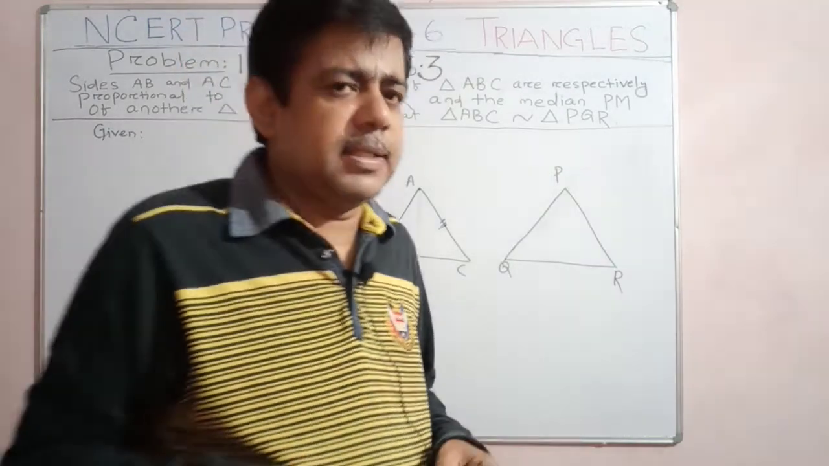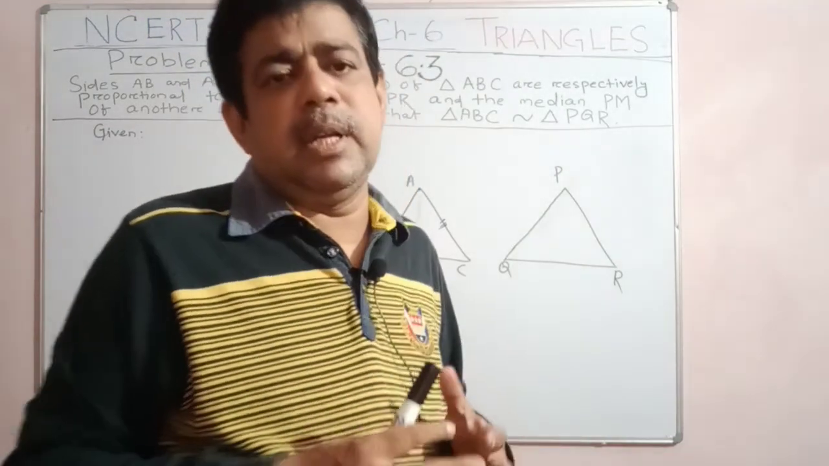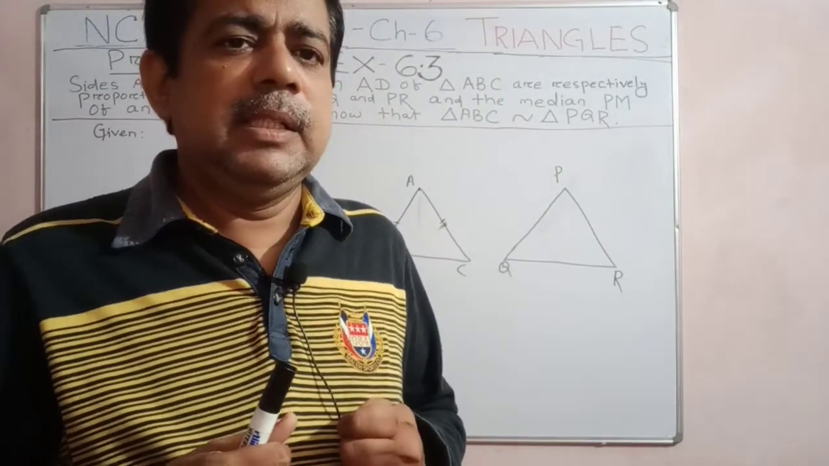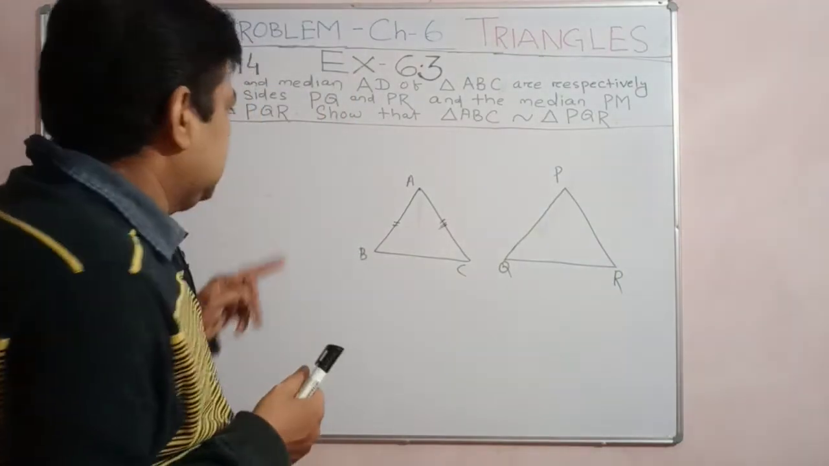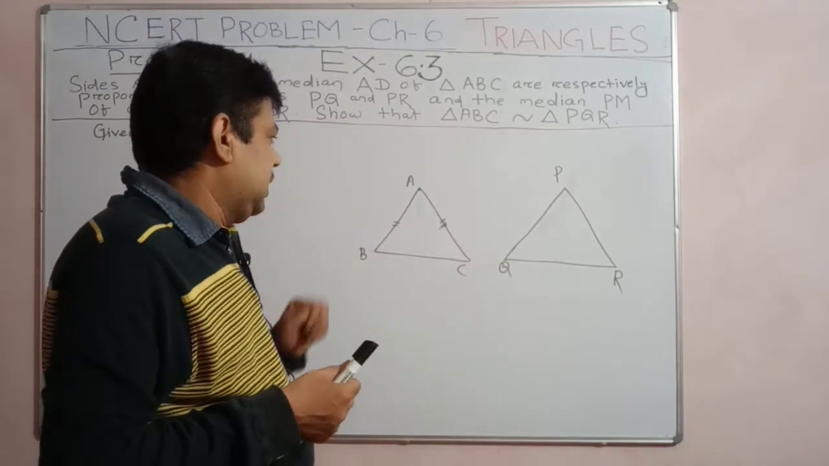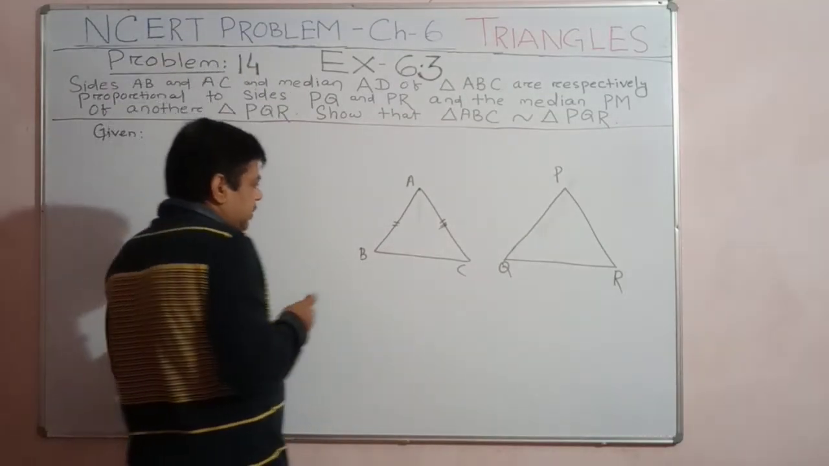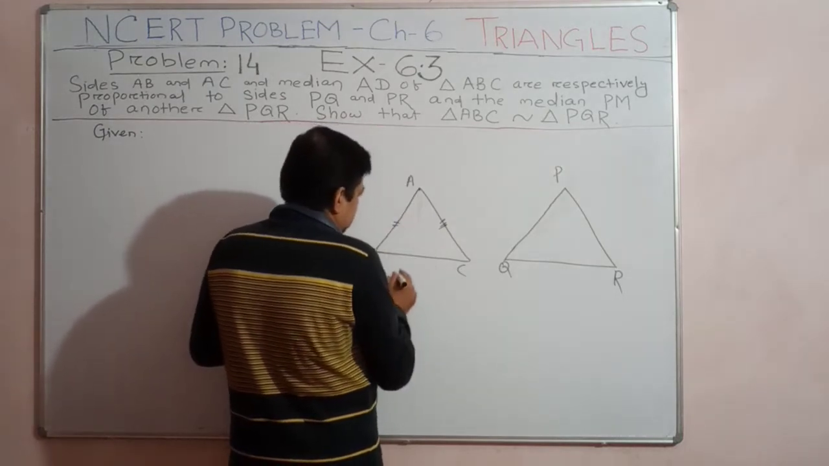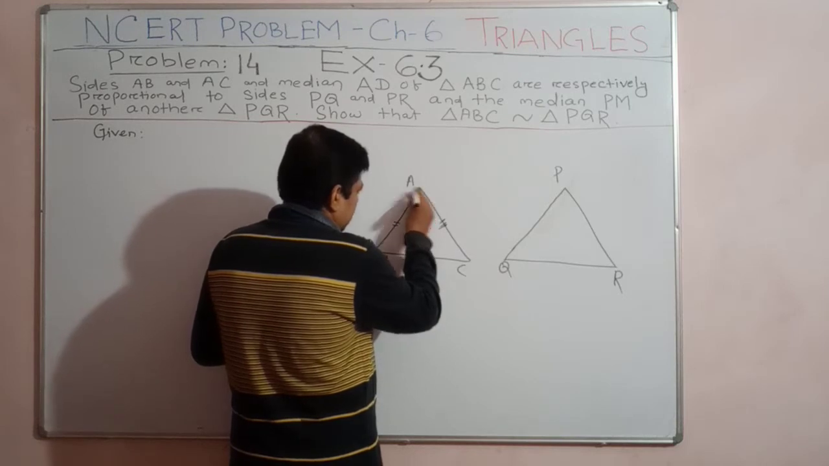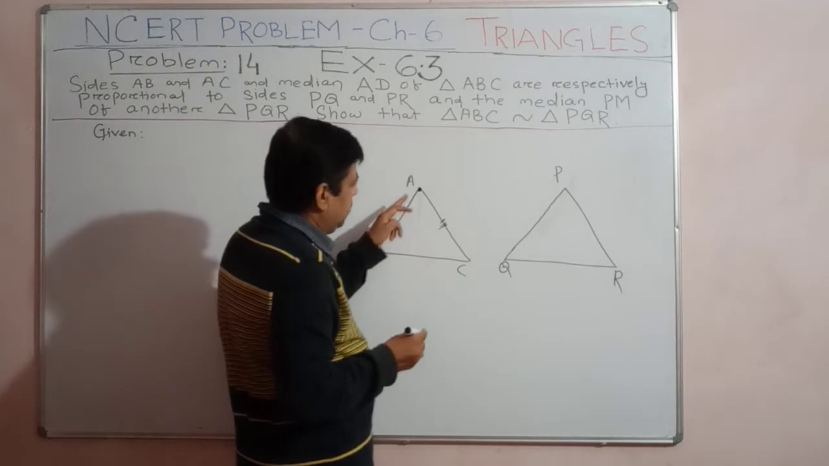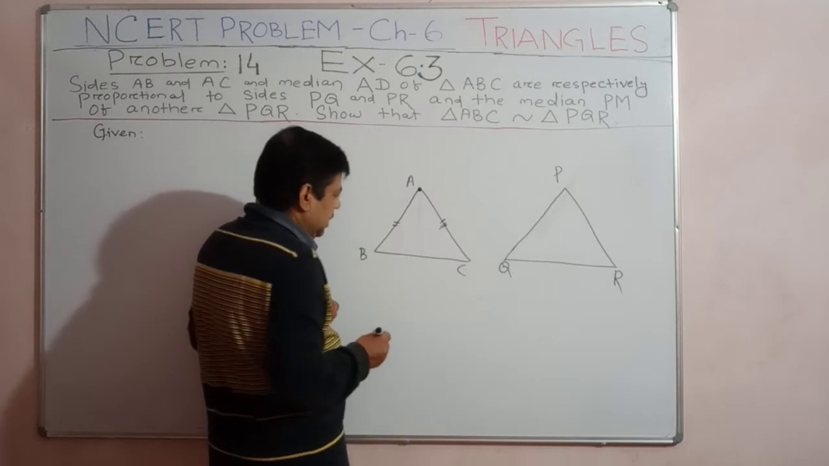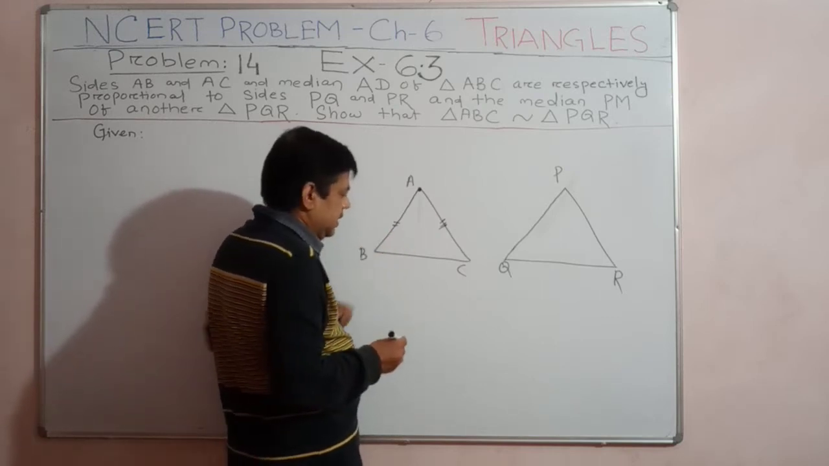Okay, let's start. In this question, two triangles are given, ABC and PQR. Look at the diagram: the sides AB and AC and the median AD of triangle ABC. Median AD means the median must be drawn through the vertex A of triangle ABC to the opposite side BC.